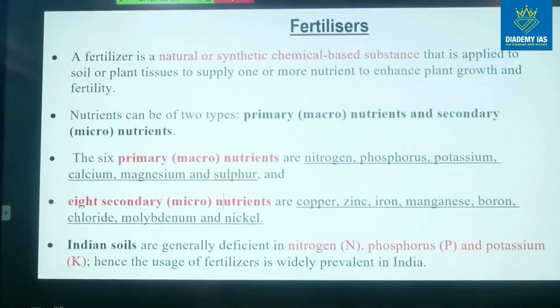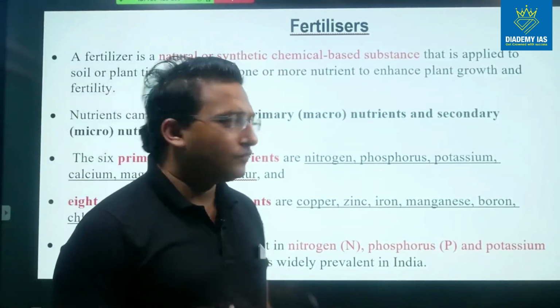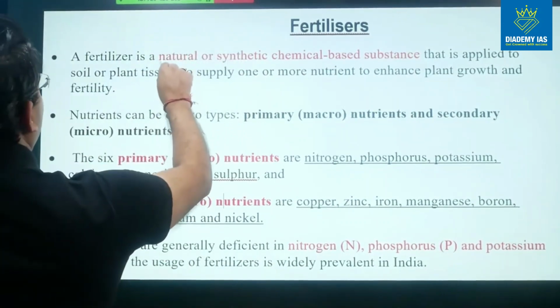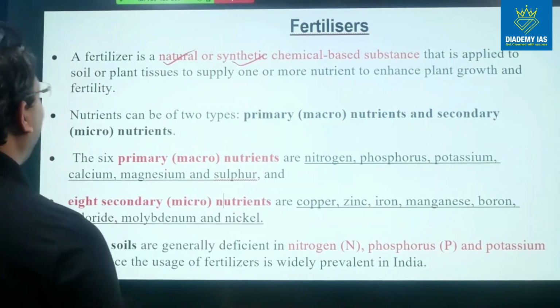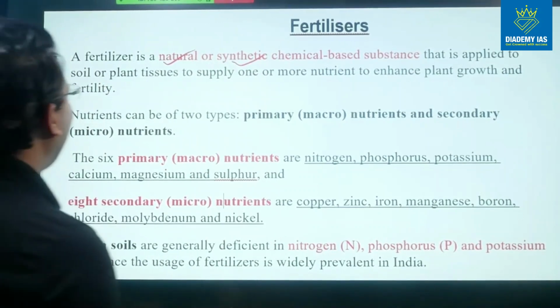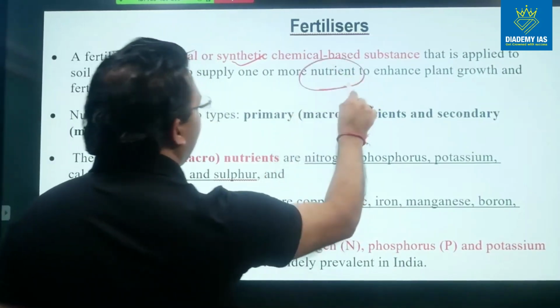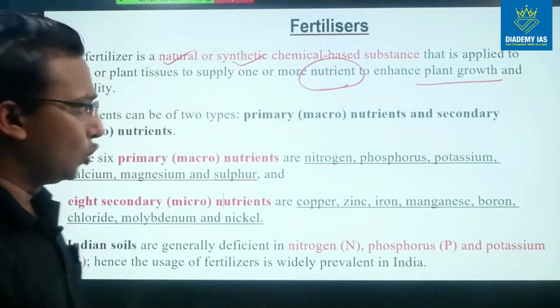Now fertilizer, very important. Fertilizer. So here, what is the meaning of fertilizer? This is a natural or synthetic chemical based substance that is applied to the soil or the plant tissues to supply one or more nutrients. So we are basically supplying the nutrient so that plant can grow and fertility of the soil can grow.